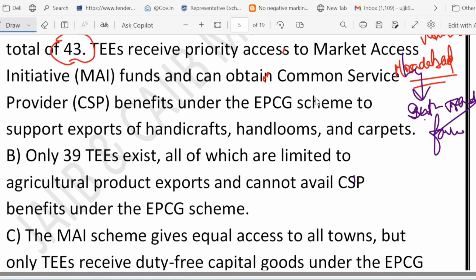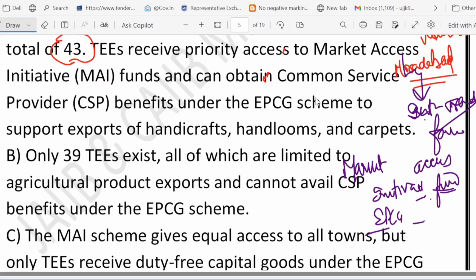What is the full form of MAI? MAI stands for Market Access Initiative, right? So since they belong to this TEE, they will get priority in the Market Access Initiative Fund. Plus under the EPCG scheme, they can import machines duty free.